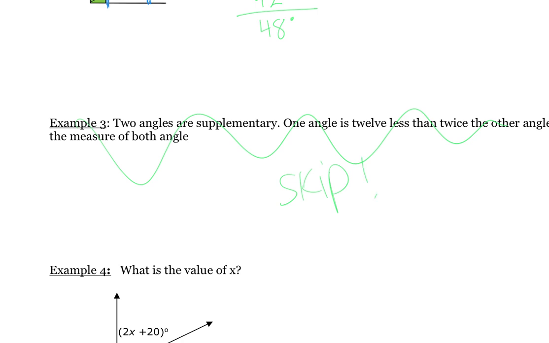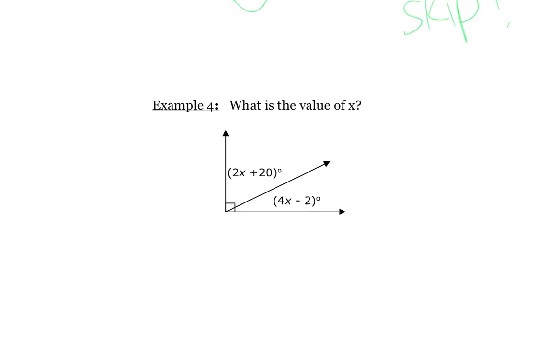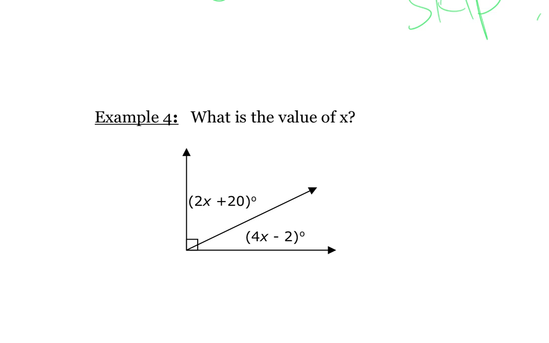We are doing example 4 though. What is the value of x? Okay, that is our question. We want to know what x is. So that's what we want to solve. I see a visual here. I see that I have that 90-degree box right there. That's the first thing that I notice when I'm looking at my picture. And I know that means 90 degrees.